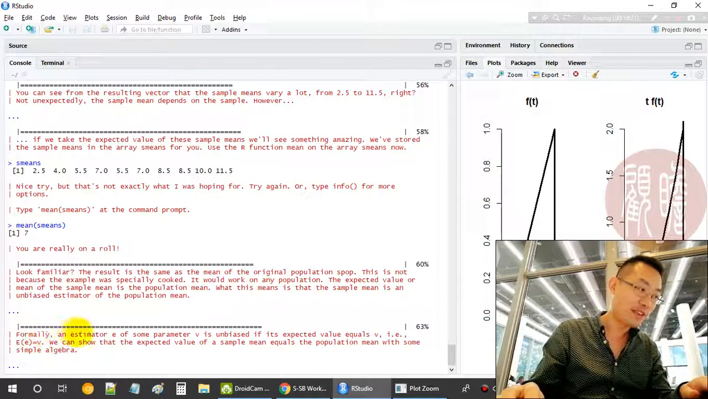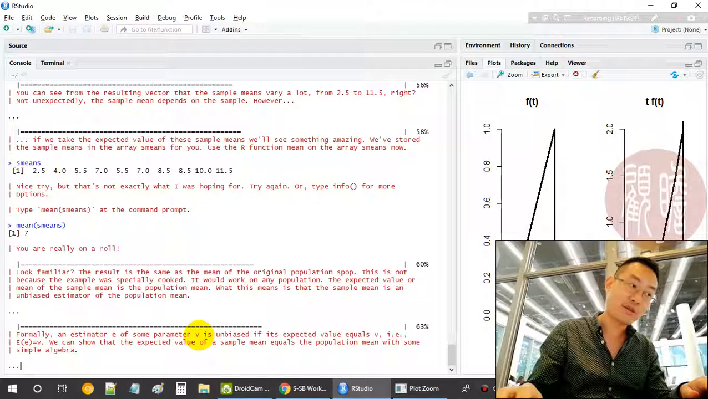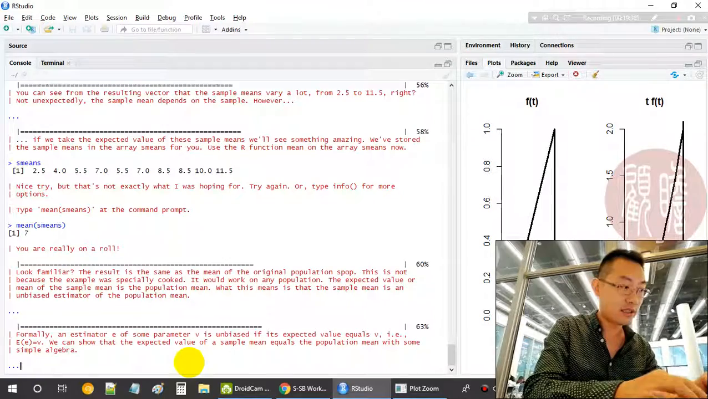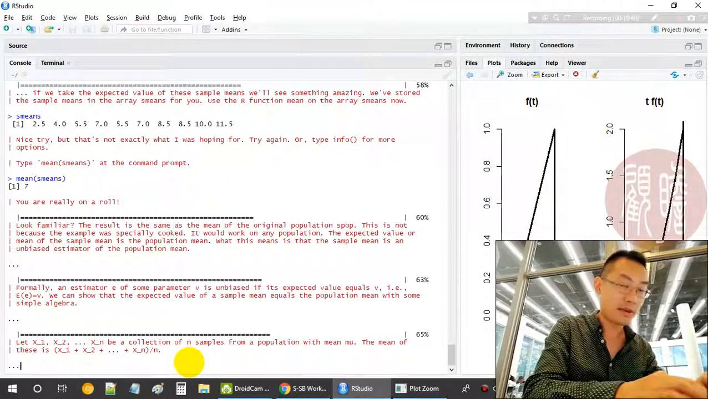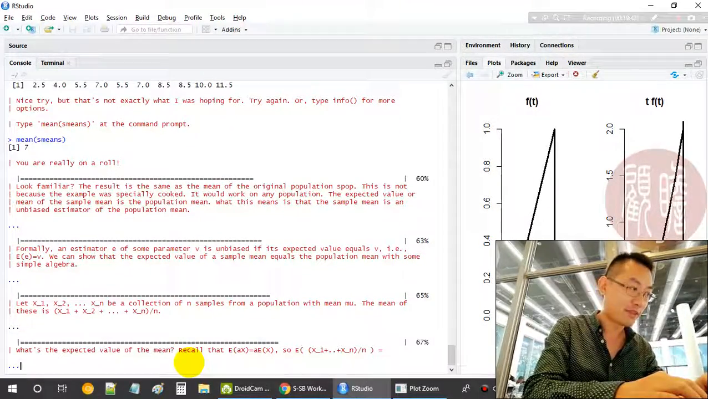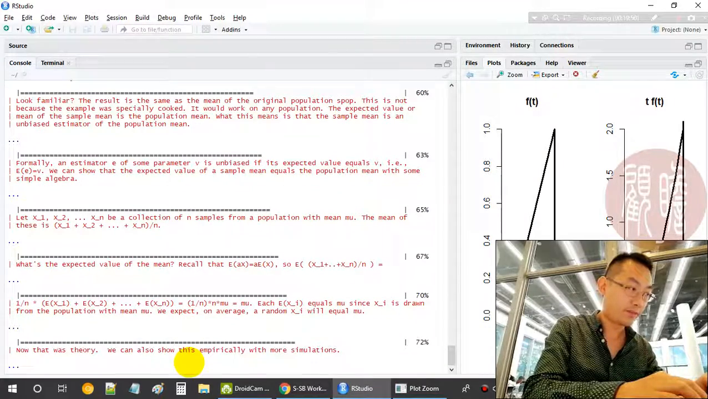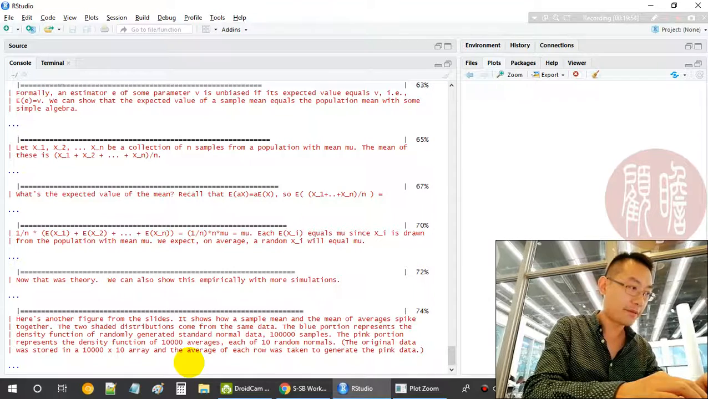Formally, an estimator E of any parameter V is unbiased if its expected value equals V. For example, expected E equals V. We can ensure that the expected value of a sample mean equals the population mean with some simple algebra. So this is a simple algebra, a mathematical proof. Then simulations.